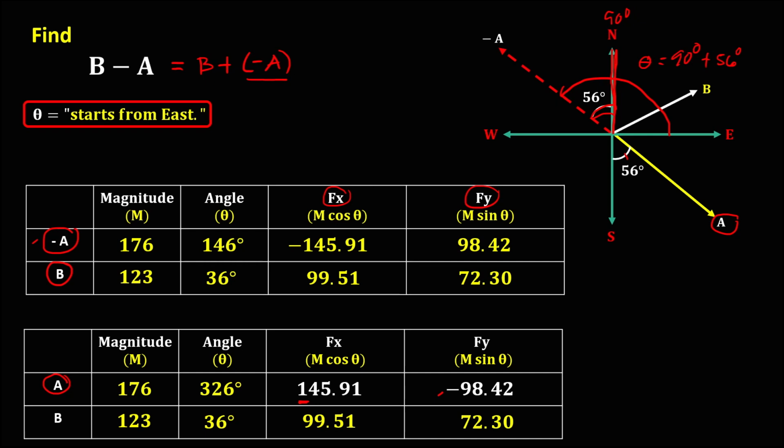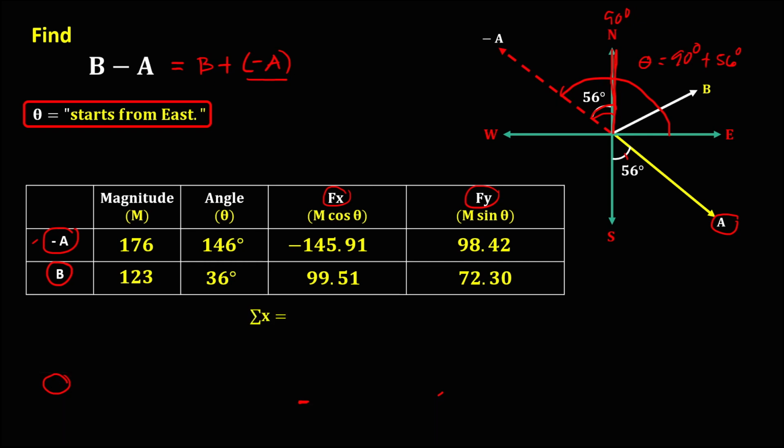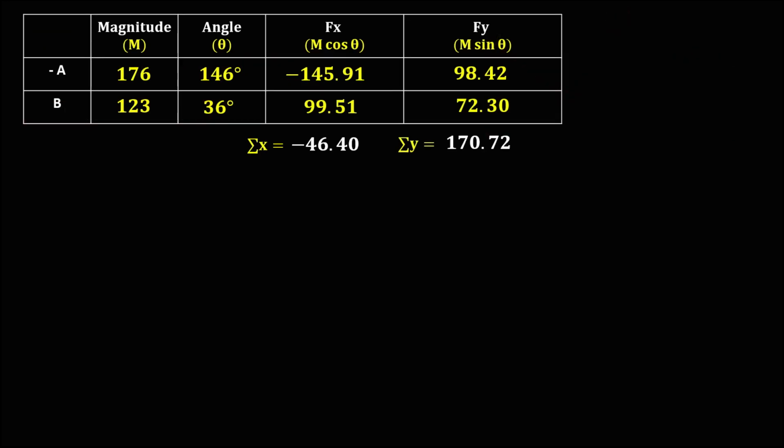Then we need to find out the summation of x. So just add these two numbers. So this is equal to negative 46.40. And also the summation of y. So just add these two numbers. So this is 170.72.